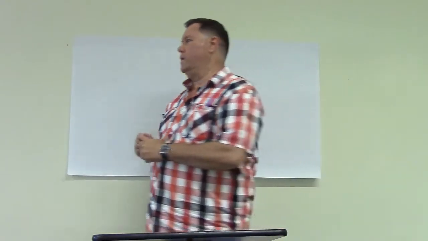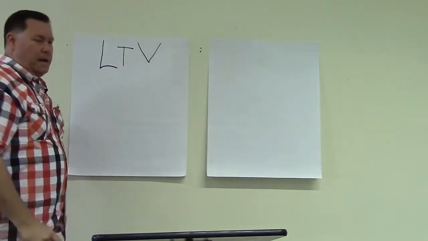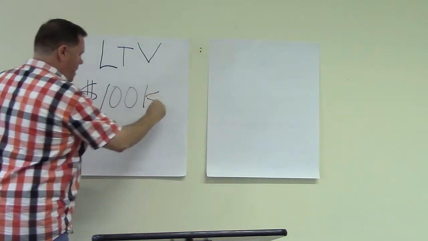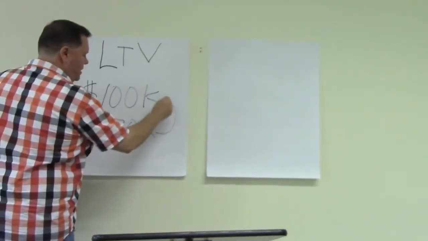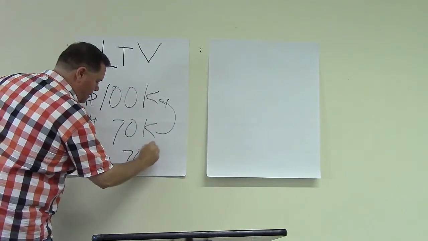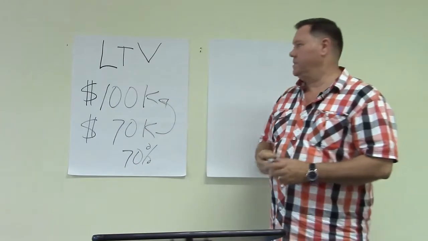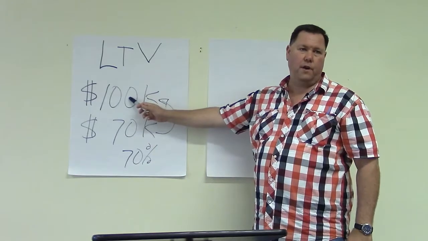Okay, so the first thing I want to cover is a thing called loan to value. It's called LTV. What that means is if you have a $100,000 house, something that's worth $100K, and you owe $70K, you divide this into that, and you have 70%. Make sense? So loan to value is, it's worth 100.